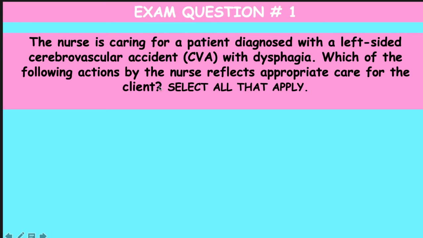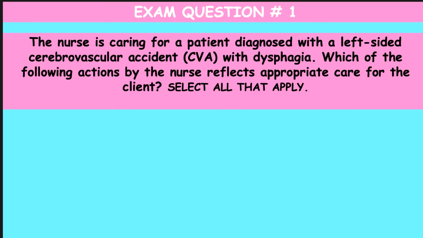So now you should take time and think, what do I know about a stroke? If a person has a left-sided CVA, they're going to have right-sided residual. Residual means that they're going to have some type of deficiency or something's going to be lacking on the right side. Dysphagia means difficulty swallowing. So this is very important for you to know because this is going to determine the appropriate care for this patient. So what do we know about dysphagia?